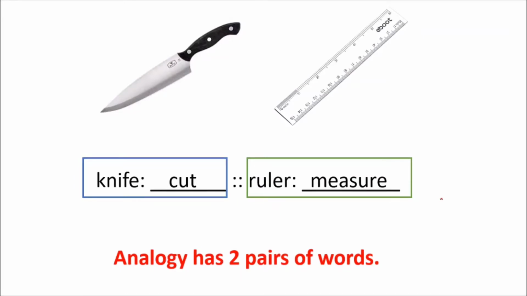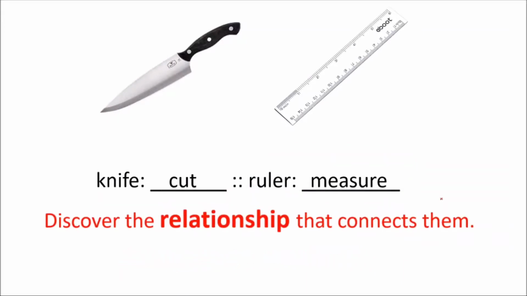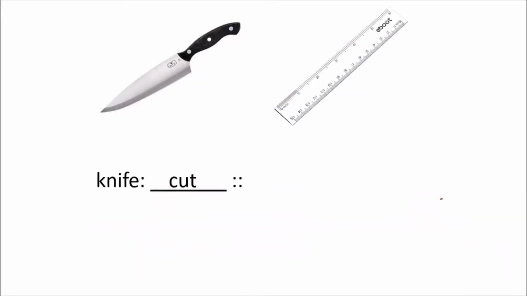The name of the game in analogy is this. We always have to discover the relationship that connects them. And when I say relationship, we're talking about the type of analogy, okay? So, let's focus our attention first on the first pair of words. Knife is to cut. In this case, can you help me determine the relationship that connects the words knife and cut?